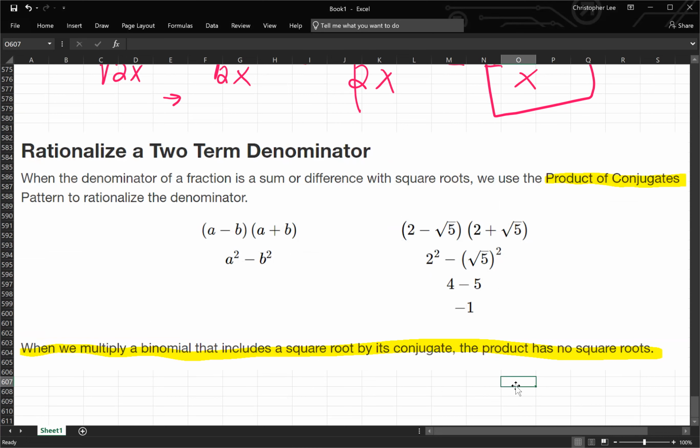Now, when the denominator of a fraction is a sum or a difference with square roots, we use the product of conjugates pattern to rationalize the denominator. So a minus b times a plus b is equal to a squared minus b squared. And 2 minus the square root of 5 times 2 plus the square root of 5 is just what? 2 squared minus square root of 5 squared, or 4 minus 5, which is -1. When we multiply a binomial that includes square roots by its conjugate, the product has no square roots. Okay?